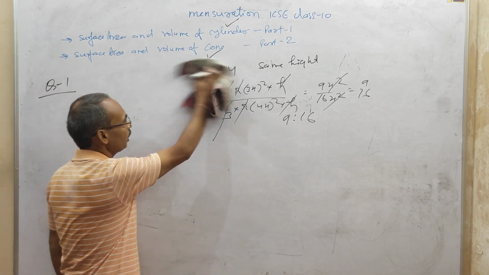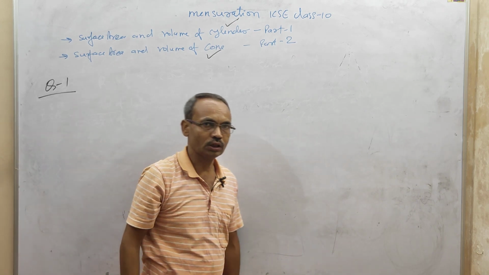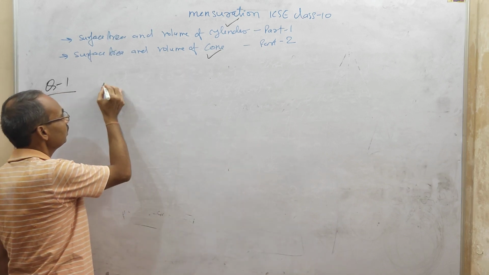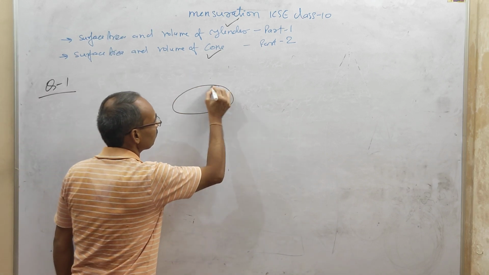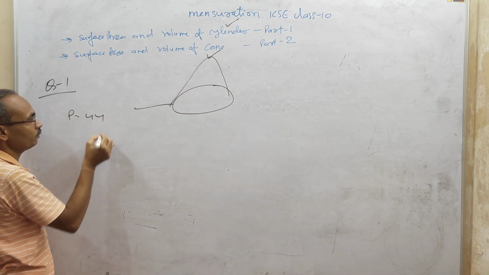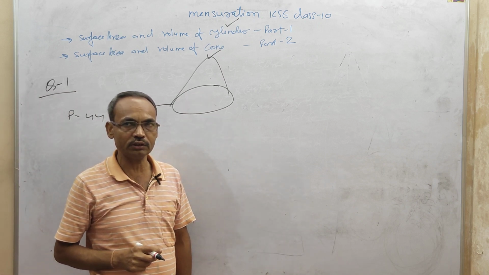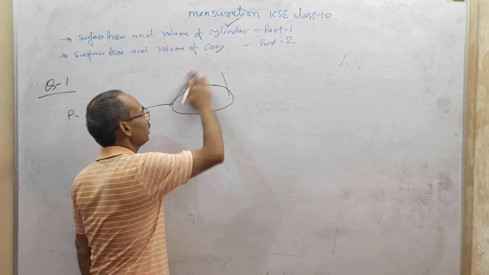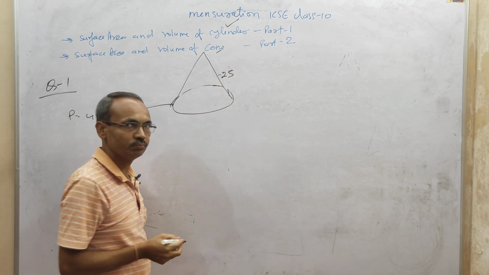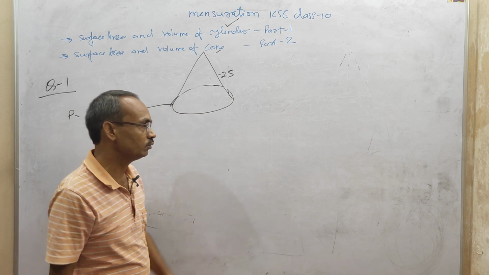Now we will take the third example. The perimeter of the base of a cone is 44. This is the perimeter of the base of the cone. Perimeter means circumference. While the slant height is 25. How can you get the volume, curved surface area or anything else?